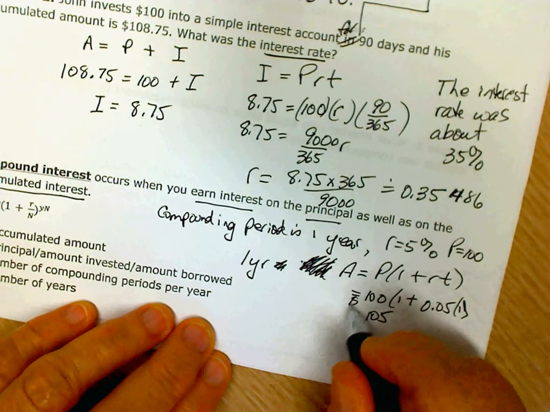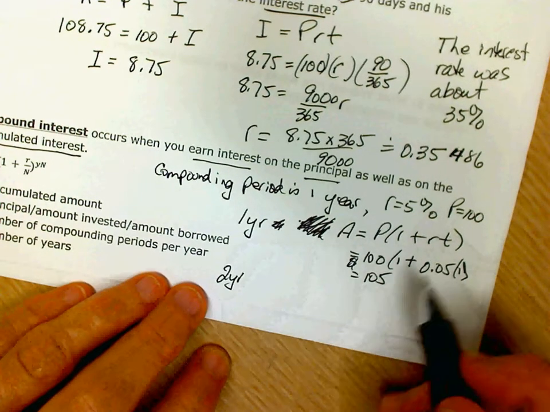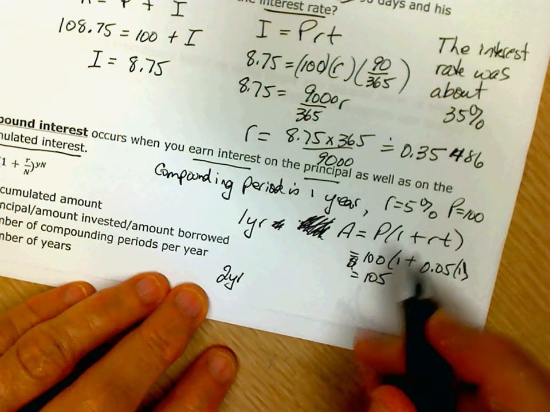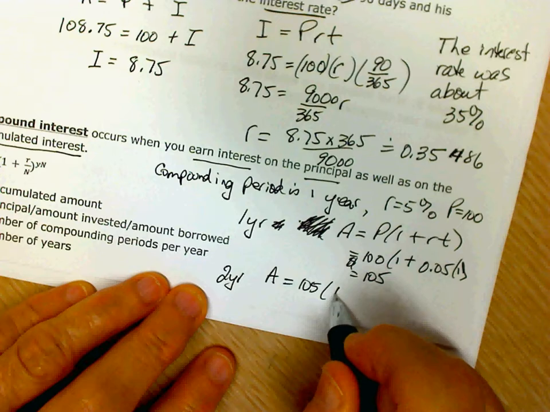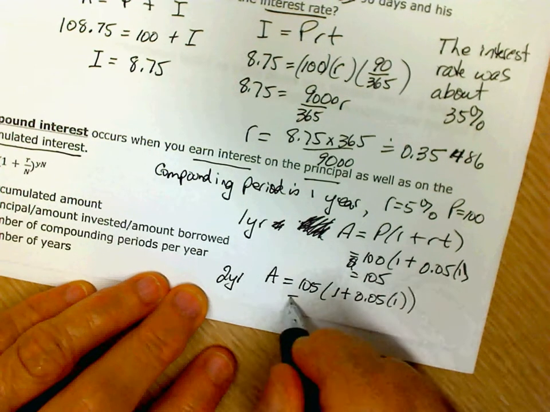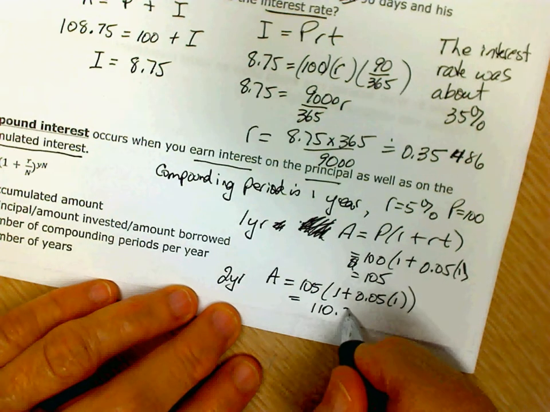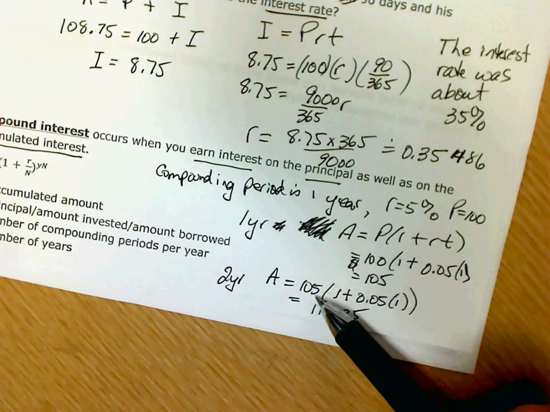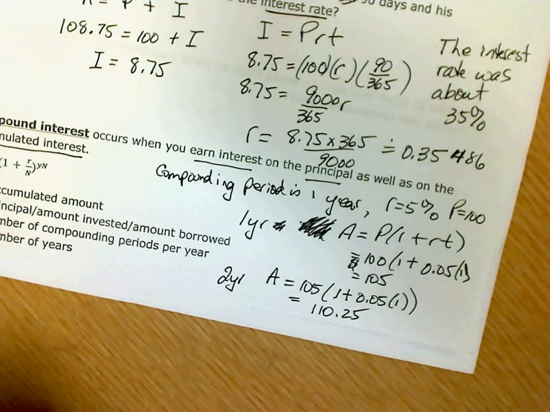But now it's being compounded. So at the end of year 2, we're going to earn interest on the $105, not just the $100. So A equals 105 times 1 plus 0.05 times 1, and we will have 110.25, right? So notice how interest is being paid on the principal as well as accumulated interest.